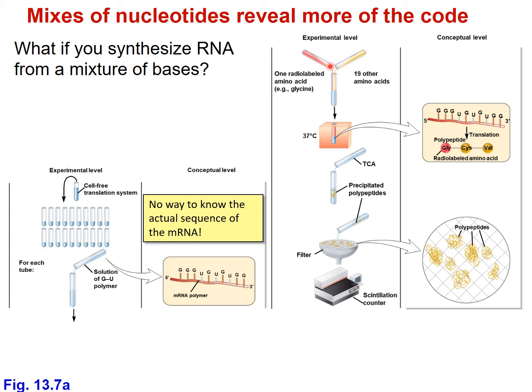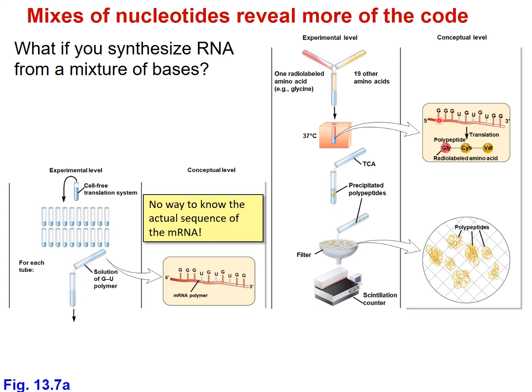So you just take one radio-labeled amino acid and the other 19 unlabeled. We are talking about protein synthesis here. In this case, it's glycine, and the other 19 amino acids are not labeled. You mix those in with the cell-free system and the RNA that you put in, and you incubate it at a certain temperature. 37 degrees is often used.